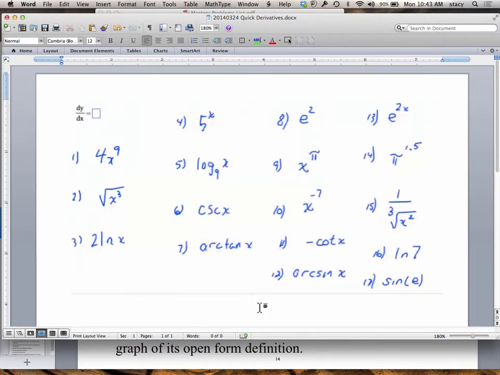So take a few minutes and try to knock out these 17 derivatives. This is rapid fire. Just go for it.